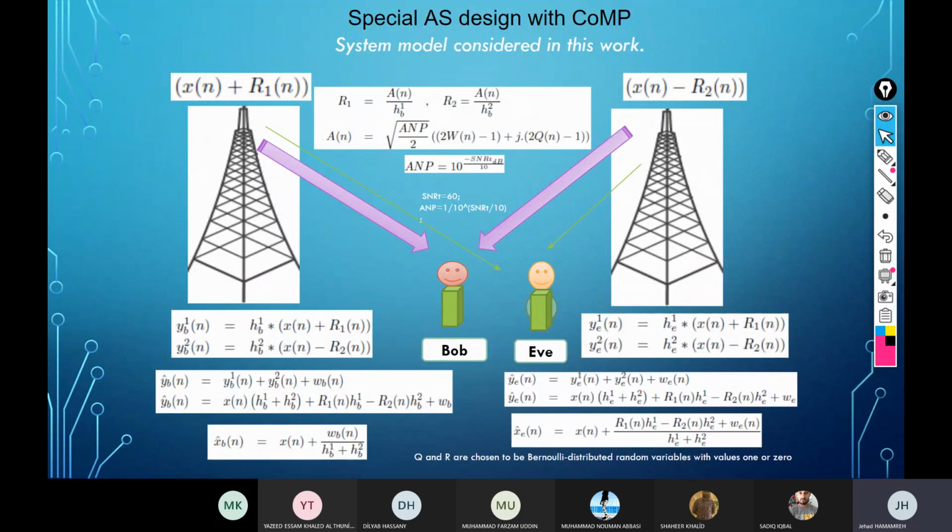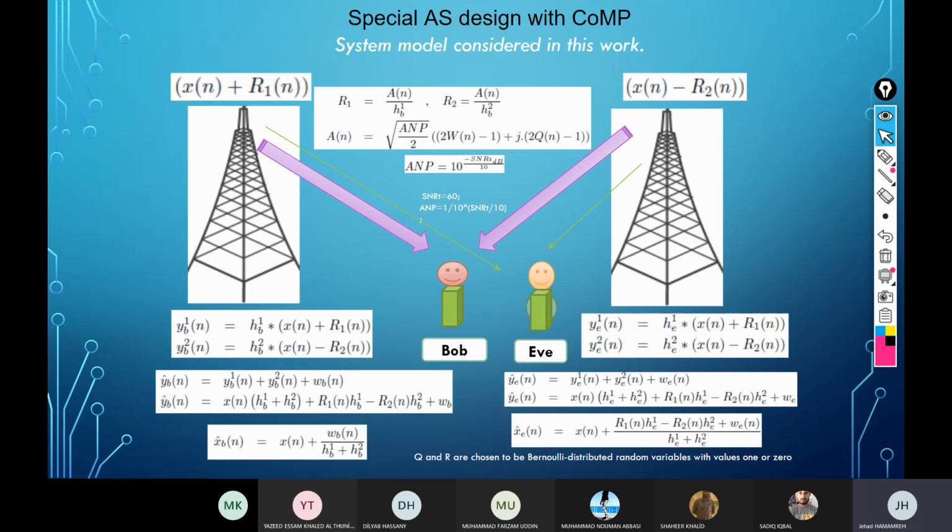The first base station and the second base station both send random signals alongside the data itself that they want to send to the legitimate receiver, Bob. Along with the data, they also send another signal, called an alignment signal or artificial signal, that cancel each other once they reach Bob.